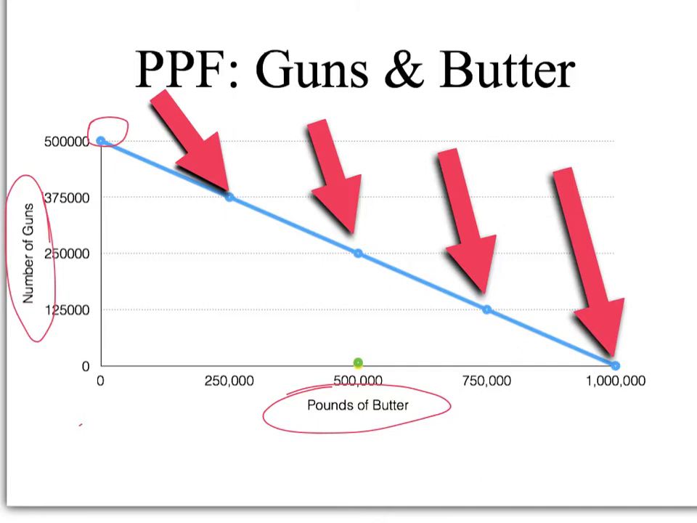Okay, and then as we go from point B to point C over here, we traded off an additional 125,000 guns in order to gain an additional 250,000 pounds of butter. Okay, and then so on. So as we go from point A to point B to point C to point D to point E, we are trading off more and more guns in order to gain butter. And then the reverse is true. As we go from point E to point D to point C, etc., we are trading off butter in order to gain more guns.